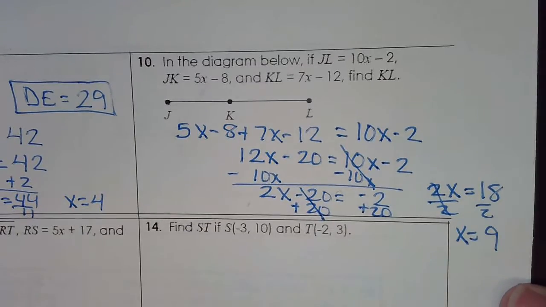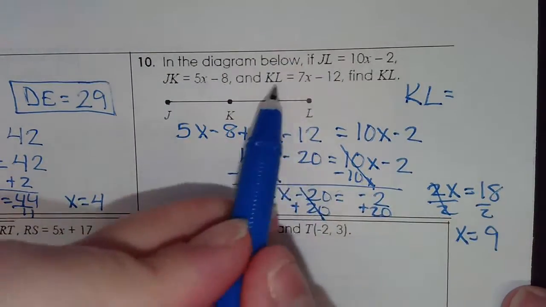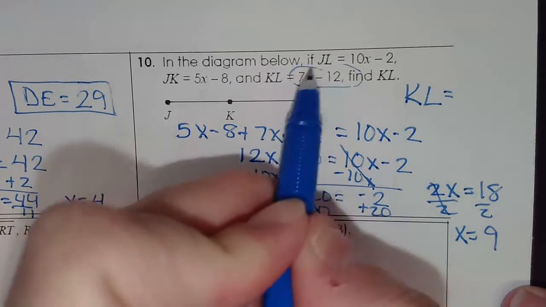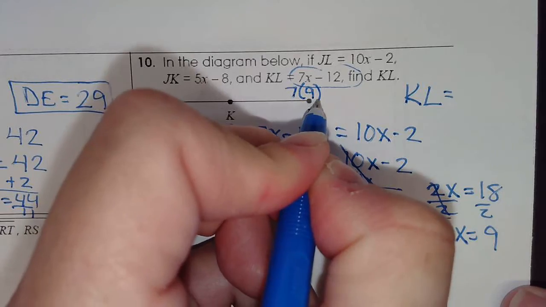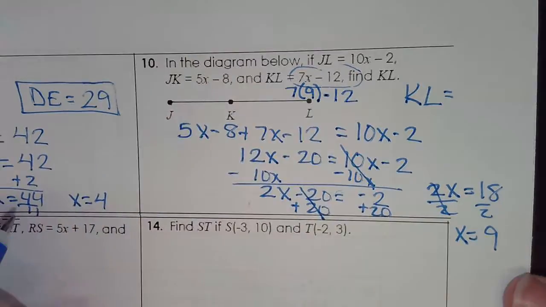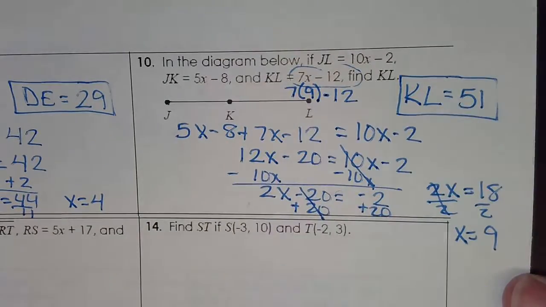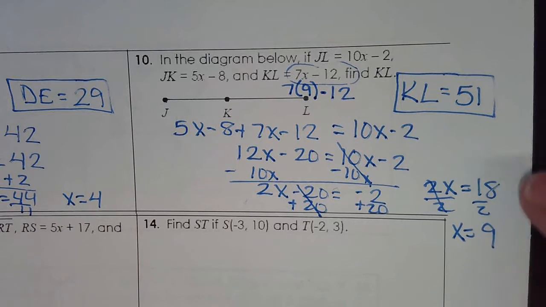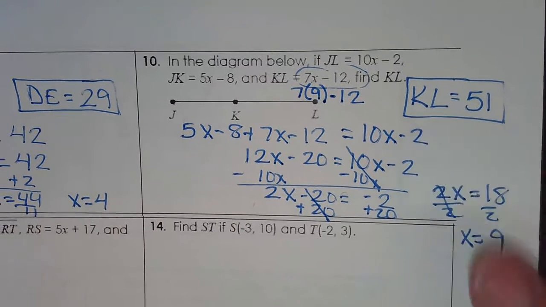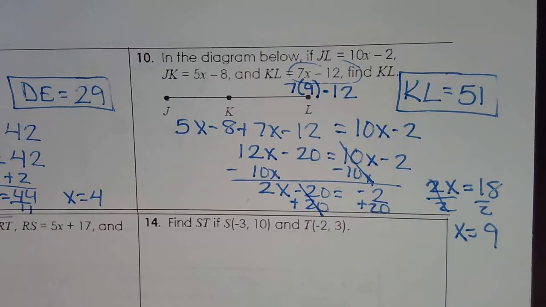That's still not what it wants, though. It wants KL, so you do need to plug it back in. KL is right here. It's 7 times 9, which is 63. 63 minus 12 is 51. And again, that would be like a 3 point problem. Setting it up, solving for x, and then actually answering the question completely. Any questions there?